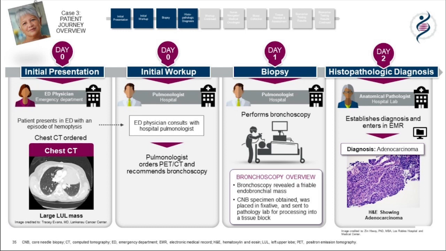image. Same day, the ED physician consults with a hospital pulmonologist. The pulmonologist orders a PET CT, recommends bronchoscopy. The next day, the pulmonologist performs the bronchoscopy. Bronchoscopy revealed a friable endobronchial mass, right? Specimen was obtained, placed in fixative, sent to pathology for lab processing into a tissue block. Of course, in pathology, it's the next day you're going to get results. You're going to get slides out. The histopathologic diagnosis, the pathologist establishes diagnosis, enters it into the EMR. Diagnosis is adenocarcinoma, and this is on day 2.